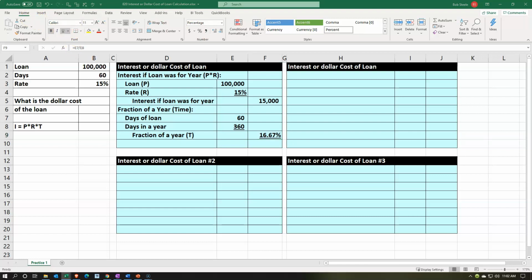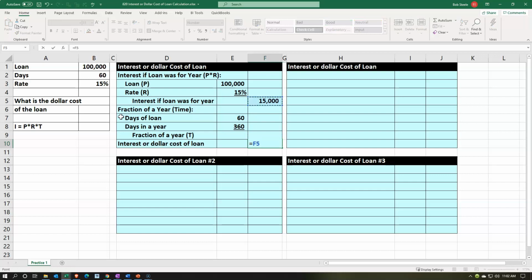And then that's going to give us the interest or the dollar cost of the loan, which is going to be the $15,000 if it was for an entire year, times the fraction of the year that the loan was actually for, which gives us that $2,500. Now, slight variation, what if they didn't give us the total days, but they gave us the number of months? So we could do a slight variation in terms of months, and this could be useful. It could be a little bit easier.